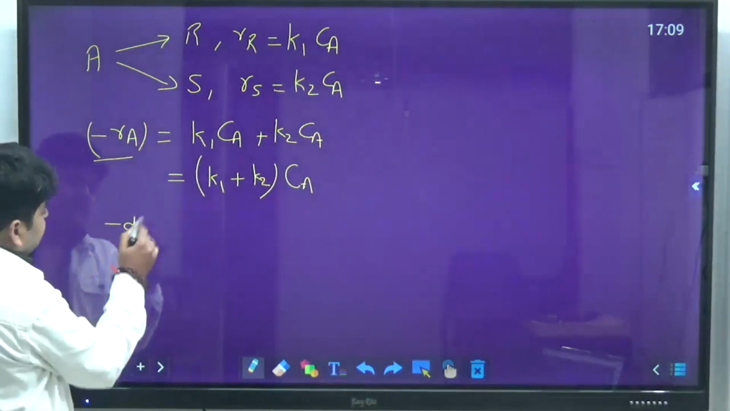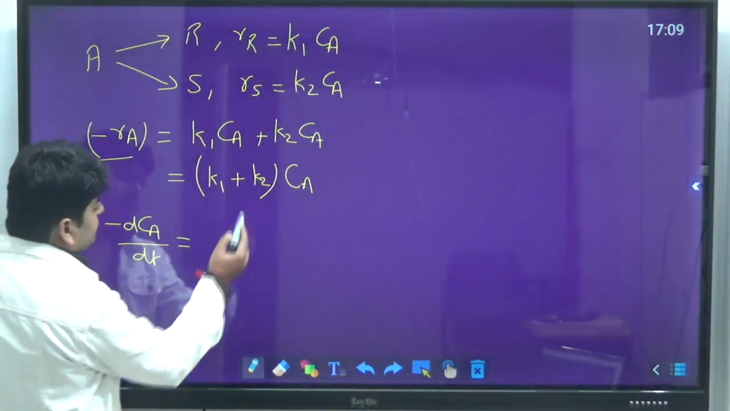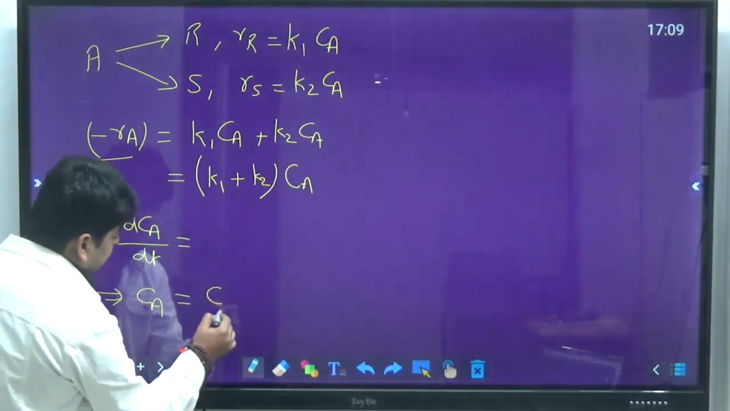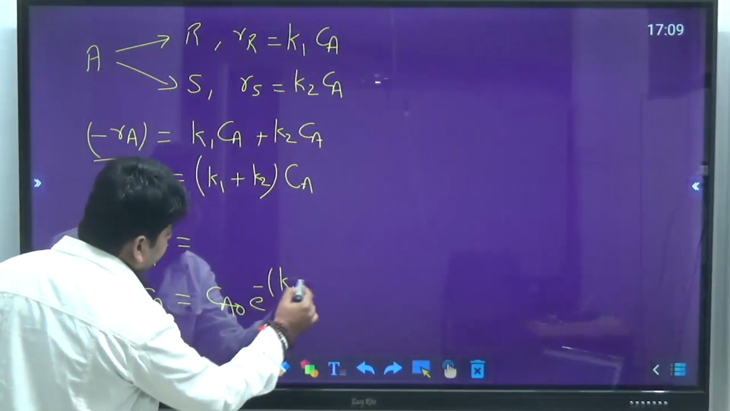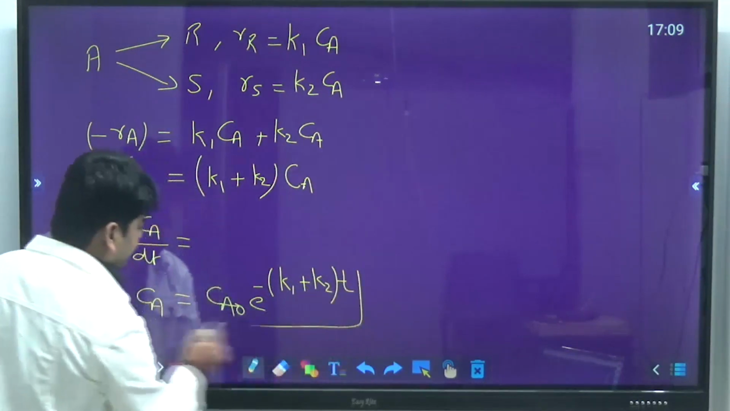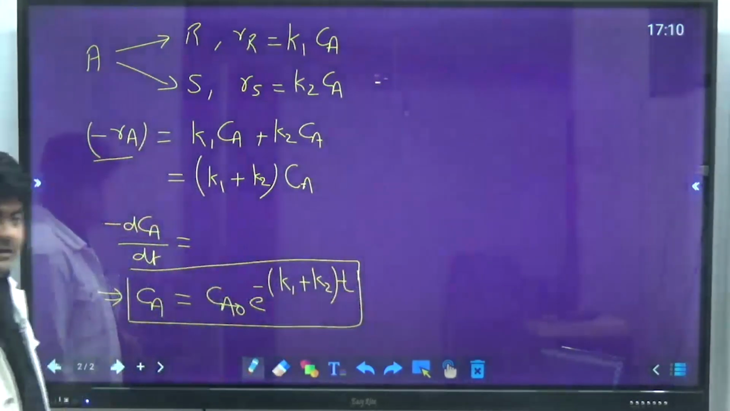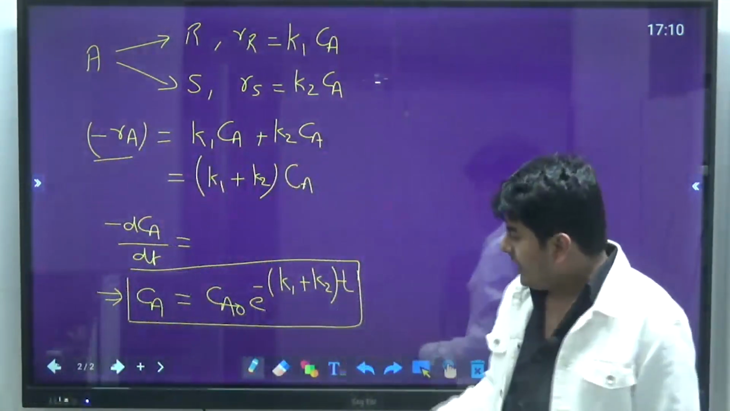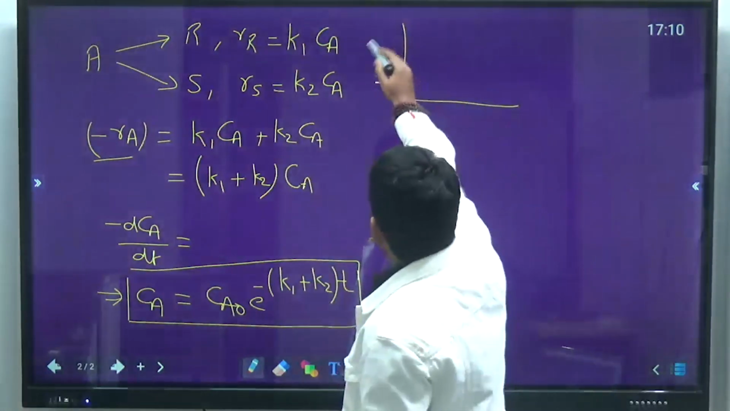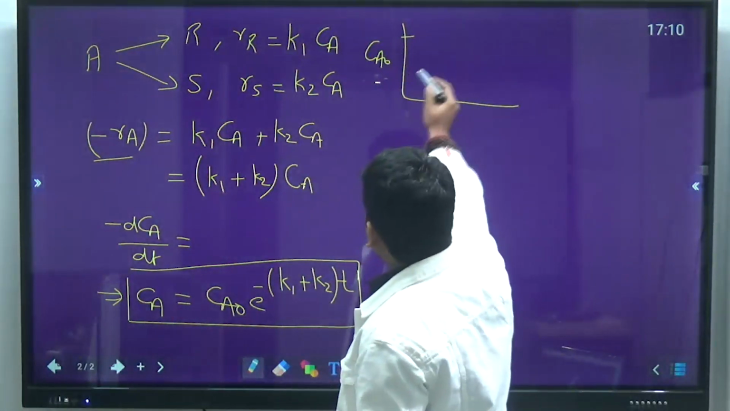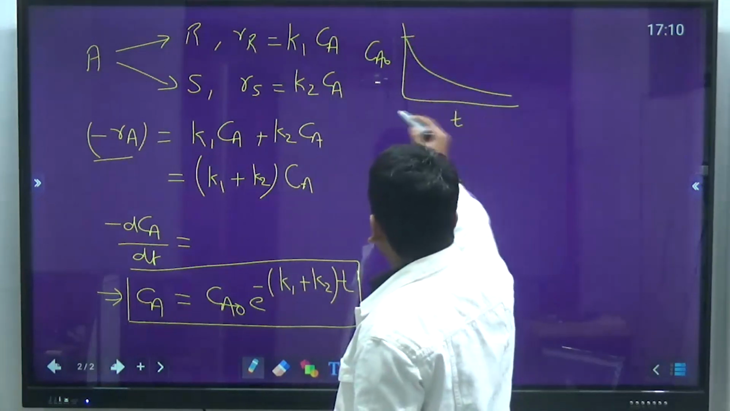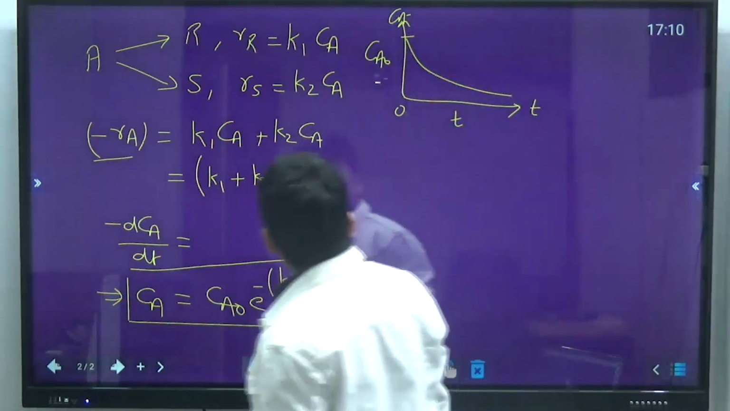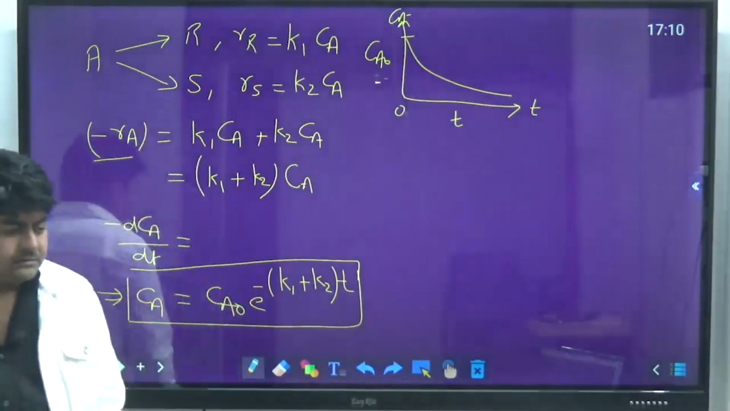So for a constant volume reaction system, we know that minus r_A can be written as minus dCa by dt, that is equal to this, and when you solve, you will get Ca is equal to Ca naught e to the power minus of K1 plus K2 times t. That is the kinetic equation for A, or you can say the concentration profile of A. If you draw this, at t equal to 0 it is Ca naught, and it will decrease exponentially with time. On the y-axis we have Ca, on the x-axis we have t, obviously.